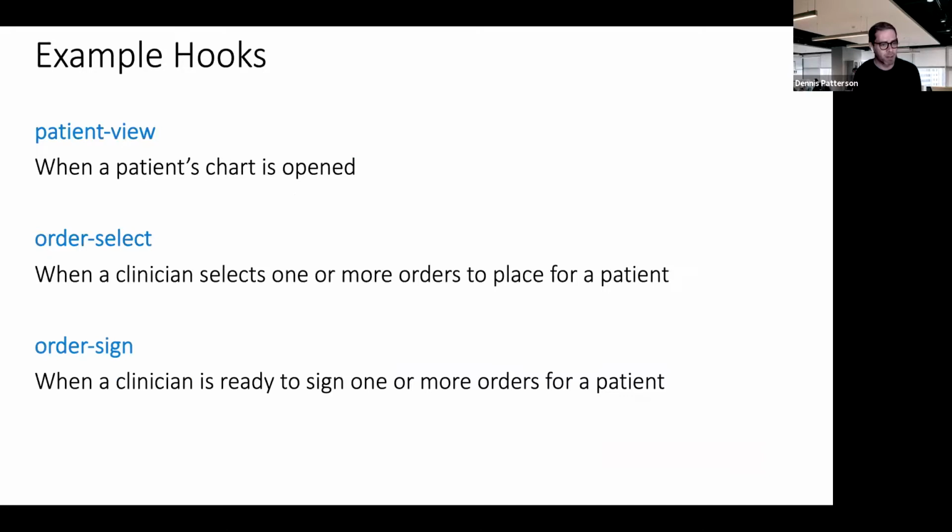So some of the example hooks, there are a number of them. These are the three most mature hooks. So first we have patient view, and this correlates to when a patient's chart is opened. And the next two are different stages in an ordering workflow. So first you have when a clinician is selecting an order for placement. So you can envision they're treating a patient, they search for some orderable, and they select it.